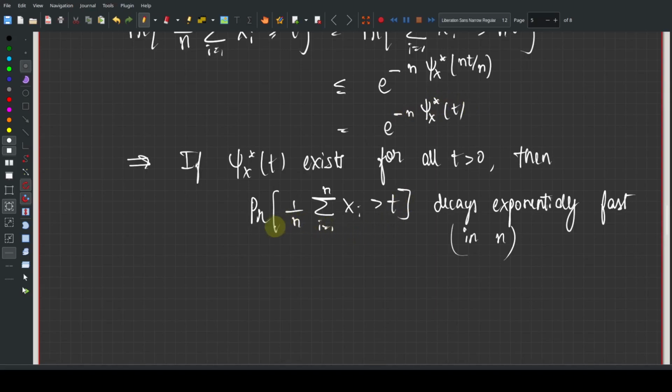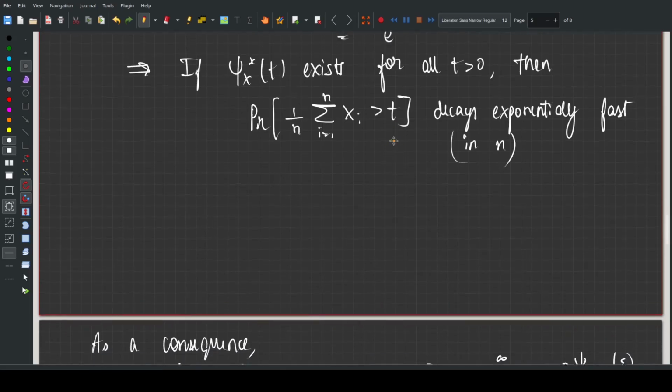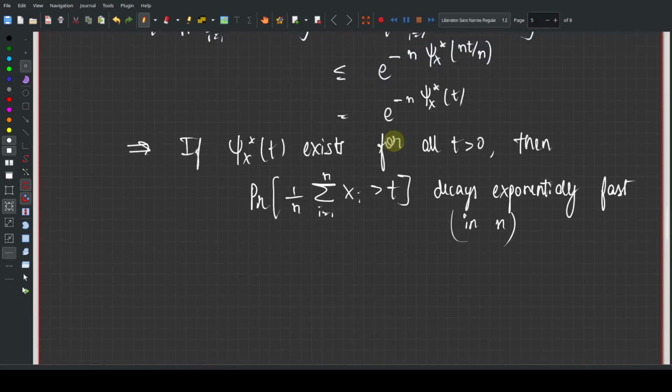So we showed that for any general random variable for which psi x star of t is positive, the probability that the empirical average deviates from the mean by an amount t in fact decays exponentially in n. So any questions so far?